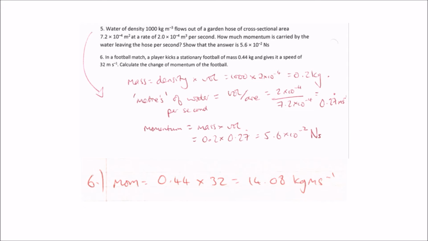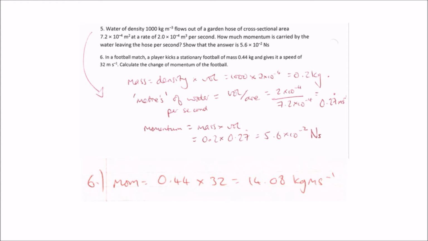The meters of water coming out per second would be the amount of water, that volume, divided by the cross-sectional area. That was the bit you had to really think about there. So that's how many meters of water are coming out per second, 0.27 recurring meters per second. And then of course you can use that as your velocity, you can use that as your mass, and that will give you the momentum when you do the product of those, of 5.6 times 10 to the minus 2. Notice the change in units there. I've now decided to call my kilogram meters per second Newton seconds. Okay, we'll talk more about that later.